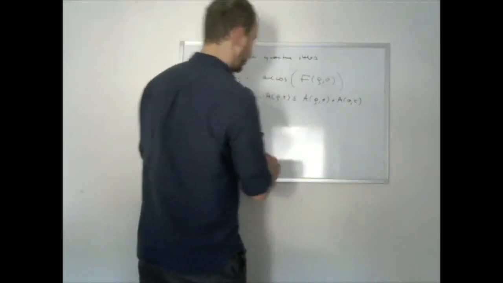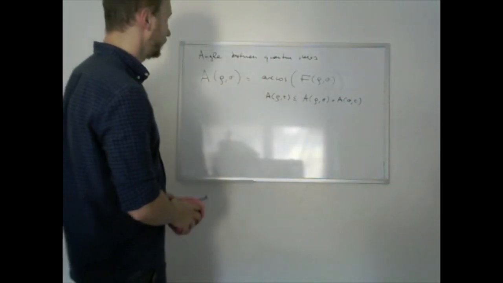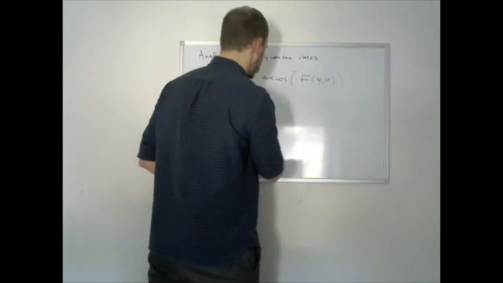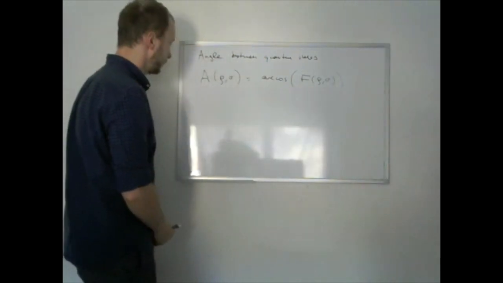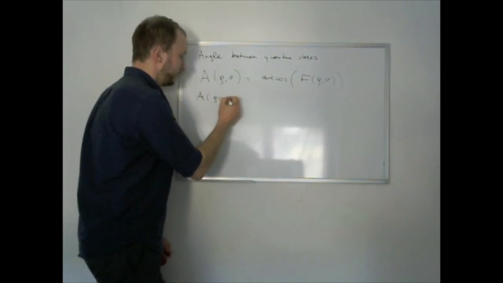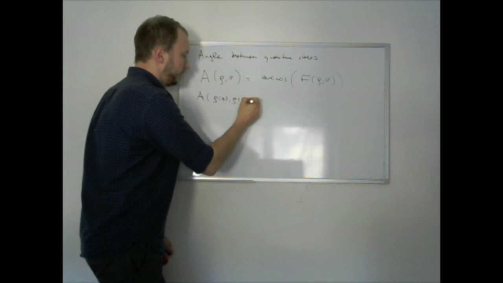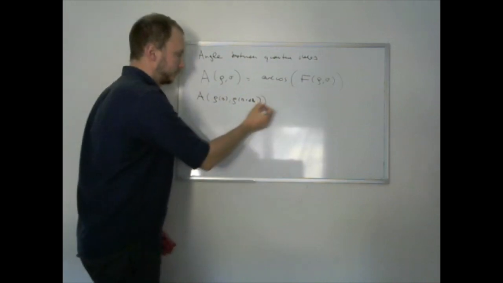So now, why is it nice? Let's see what we get. Let's get the angle between neighboring states, rho of b and rho of b plus db.